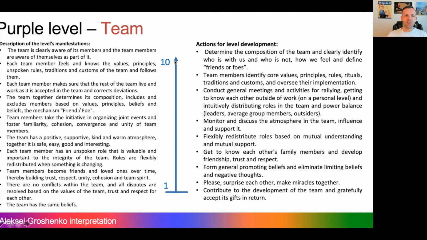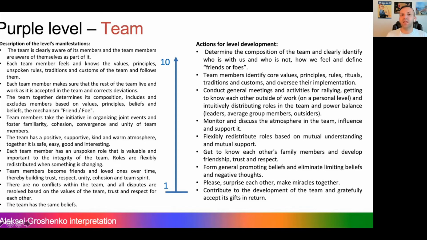So please assess your team from 1 to 10. Where are you in your team? You know how to do it. And there is an action plan, how to improve your team. So determine the composition of the team and clearly identify who is with us and who is not. How we feel, and define friends or foes. Team members identify core values, principles, rules, rituals, traditions, and customs, and oversee their implementation.